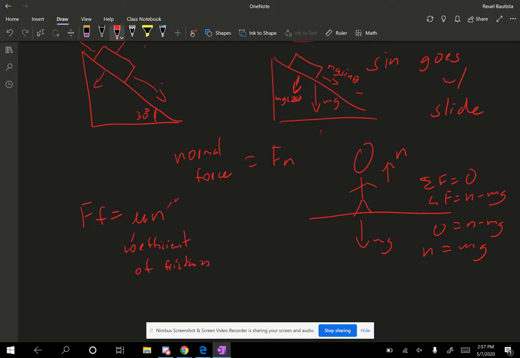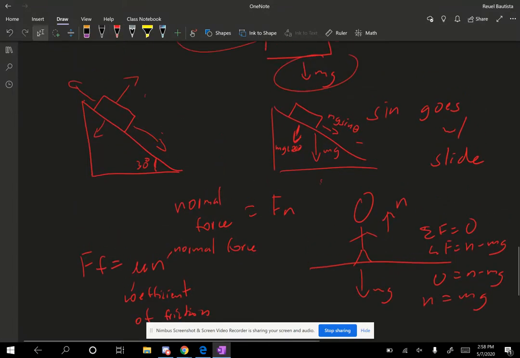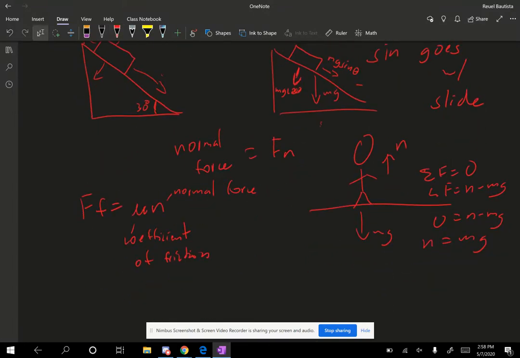And this is normal force. If you notice here, the heavier the object is, the bigger mg is, the bigger N has to be. The bigger the normal force has to be to lift you up.